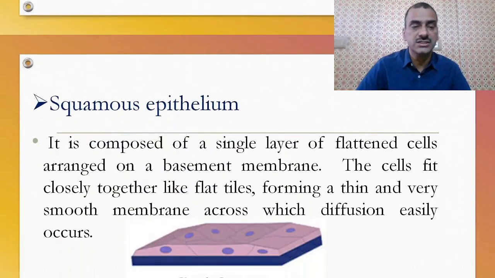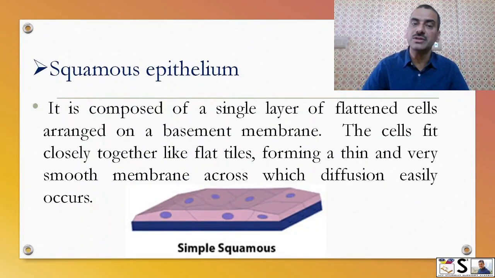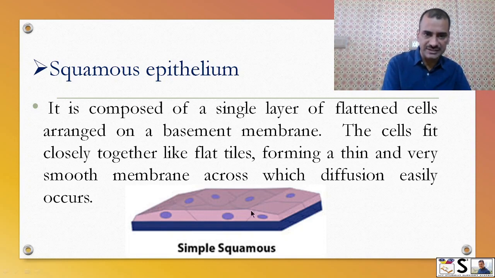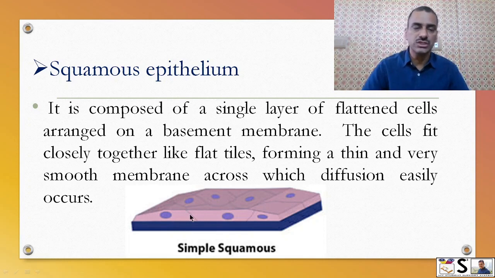So what is squamous epithelium? Squamous means flat. It is composed of a single layer of flattened cells. So here the cells are flat, arranged on the basement membrane. So this is the basement membrane and this is the layer of cells. The cells fit closely together like tiles, forming a thin and very smooth membrane across which diffusion easily occurs. Means the oxygen, carbon dioxide and some ions can easily diffuse.